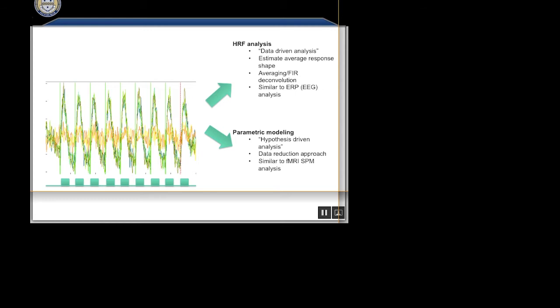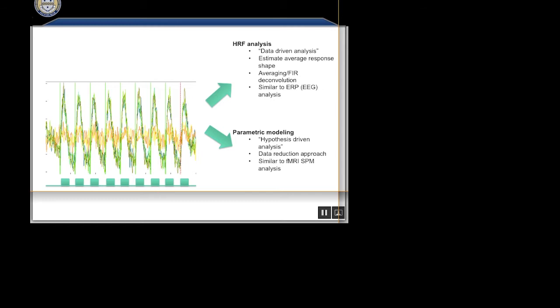The EEG analysis, we tended to favor deconvolution, block averaging type techniques, where you basically take every one of these blocks, you stack them up on top of each other, you average through, and you get something akin to an ERP. We call that an HRF, a hemodynamic response function. It's this nice curve that comes up and so on. I'm going to refer to that as HRF analysis, which is really where you're estimating the average response of the curve, looking at this as a time course.